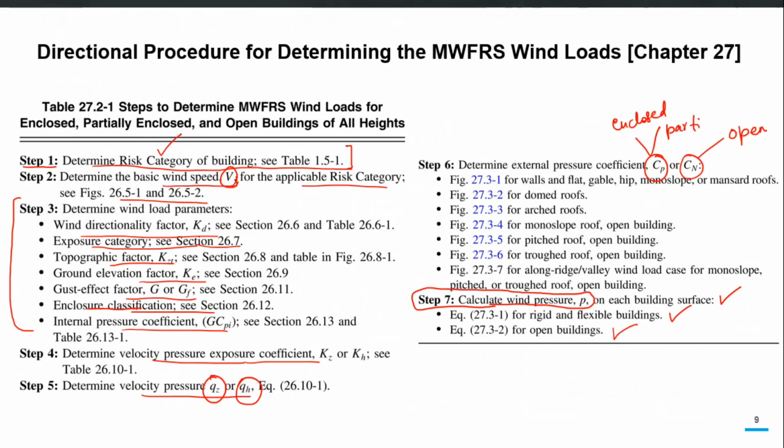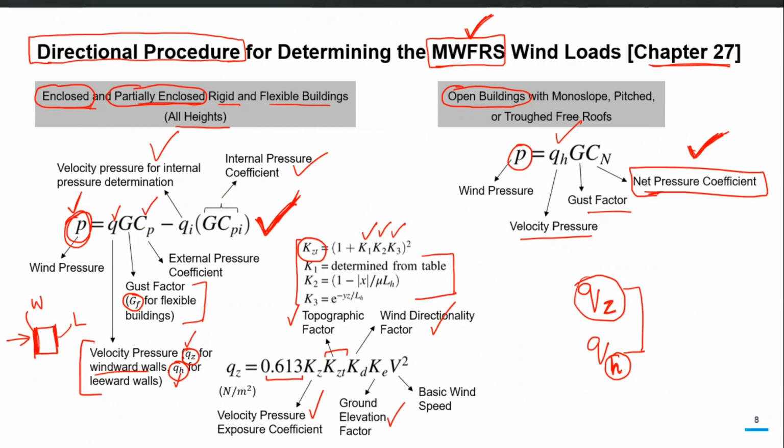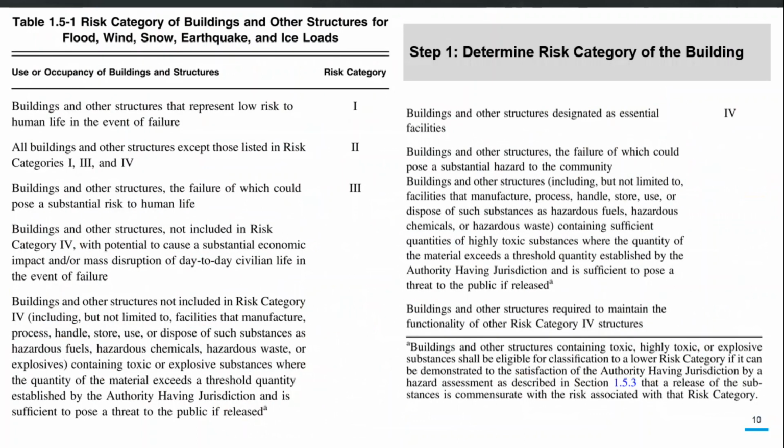So depending upon whether our building is open or enclosed, the program actually uses these two equations to determine the wind load at each level and then performs the automated wind analysis procedure for us. So let's sweep through all of those calculation steps which we have just seen. Step 1 was to determine the risk category of the building. So depending upon the occupancy type of your structure, you have to select risk category 1, 2, 3 or 4. 4 is the most severe risk category, 1 is the lowest risk category.